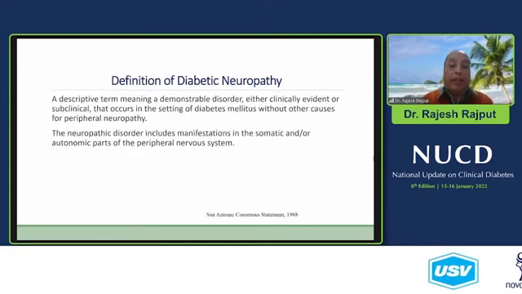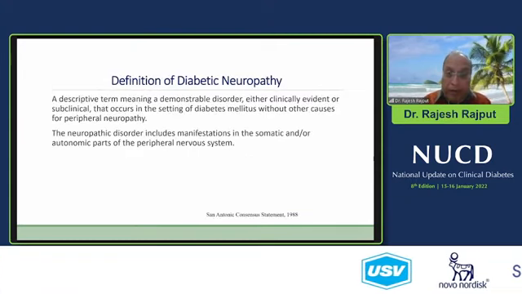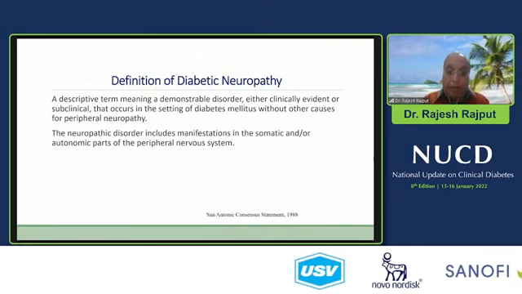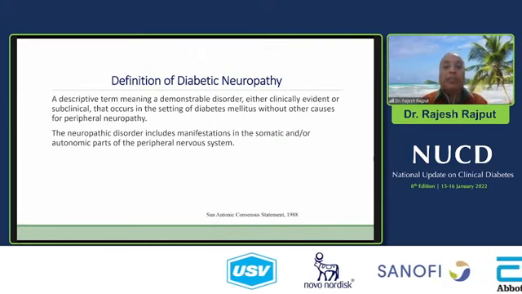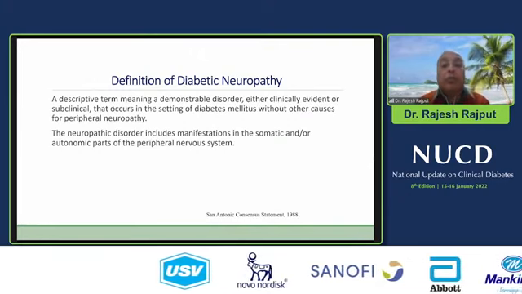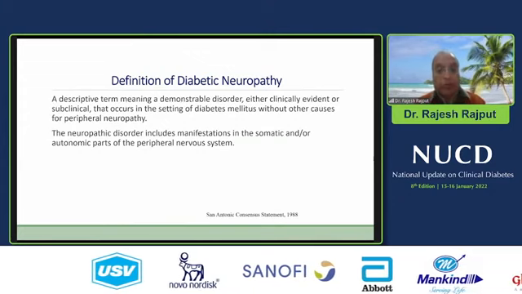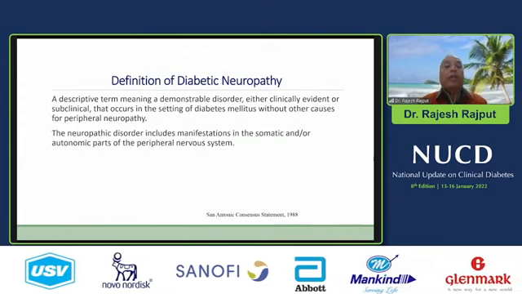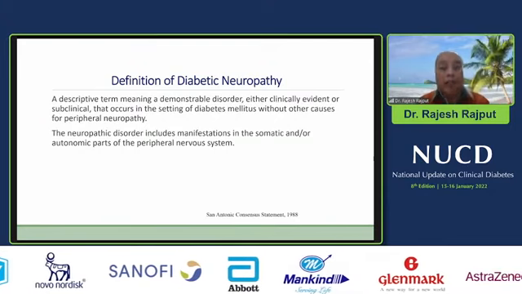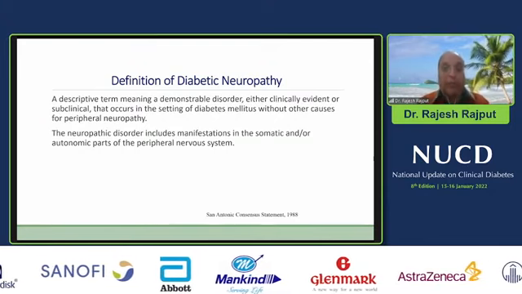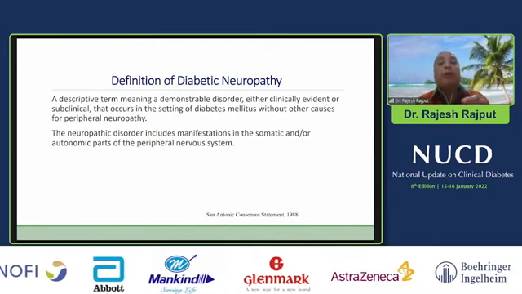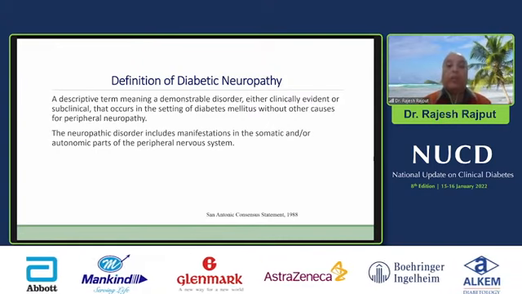How to define diabetic neuropathy? It's a diagnosis of exclusion. Remember, diabetic patients are not immune to non-diabetic problems. So diabetic neuropathy in a patient with diabetes is a diagnosis of exclusion. We have to rule out that the patient is suffering from some other cause of neuropathy.